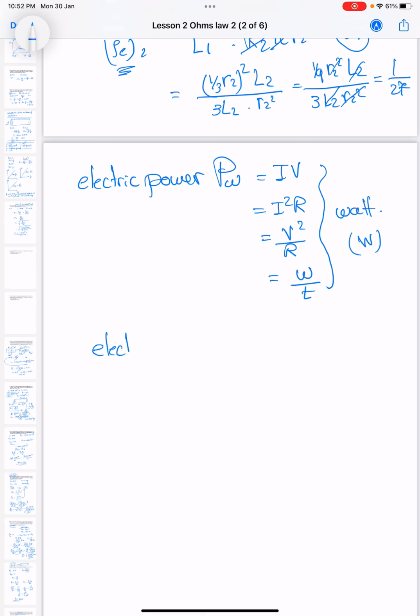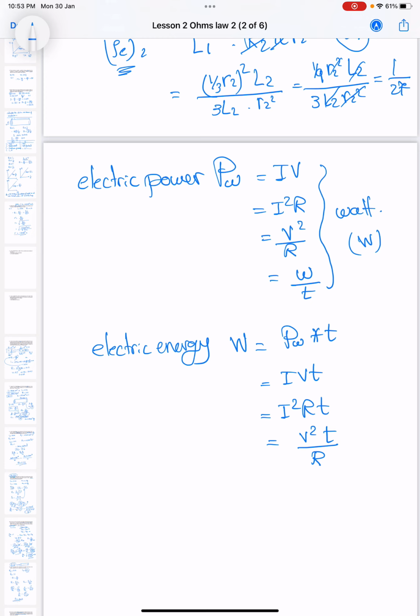Electric energy W equal power, electric power times time, or equal I V t, or equal I square R t, or equal V square t divide R. The unit of electric energy is joule.